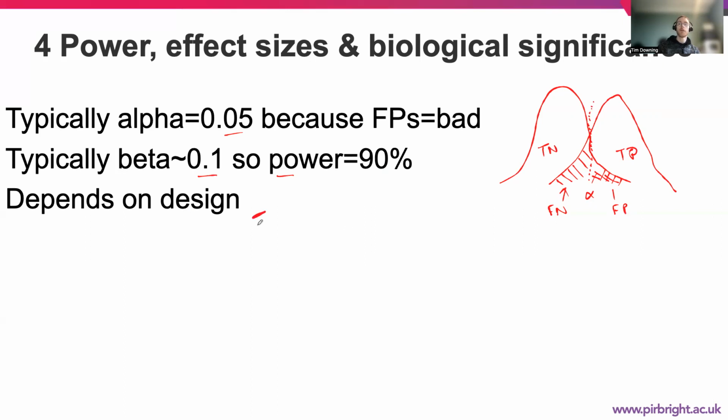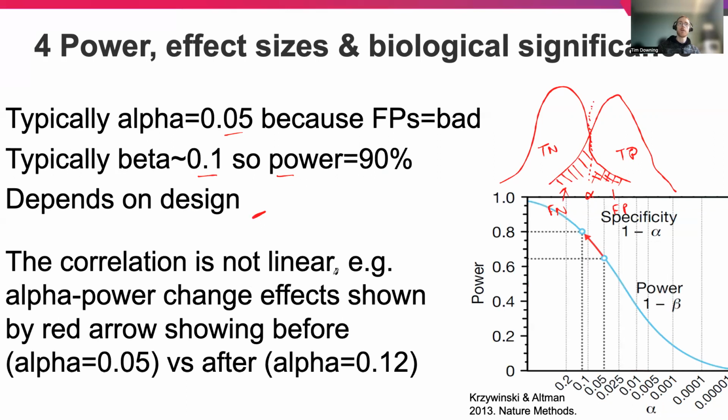So this very much depends on the design of the experiment. What's worth noting is that this correlation is not linear. So we can see how if we change our alpha value from being about 0.05 here, so alpha is down here at the start, we get a corresponding power of about 0.64. But if we relax alpha to be 0.12, we'll get more false positives, but the power will increase to 0.8. So we'll get more true positives. And the question is, what's the ratio?